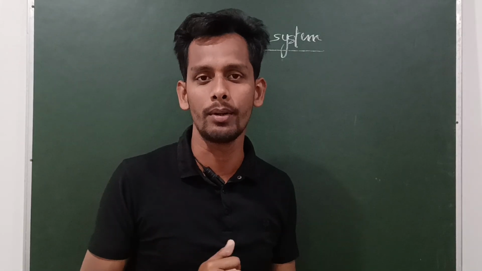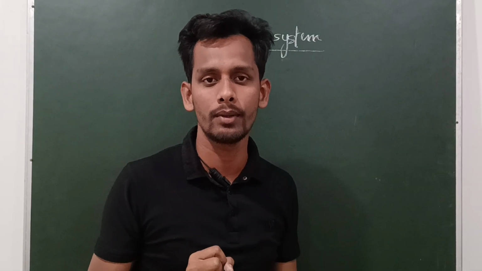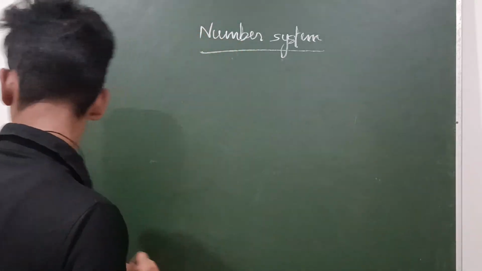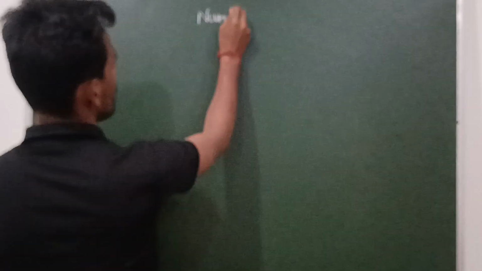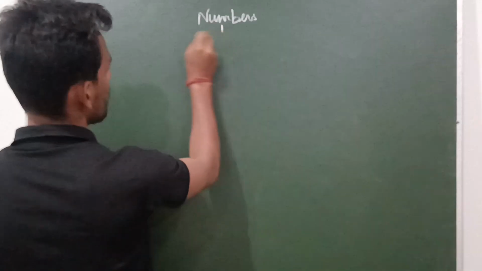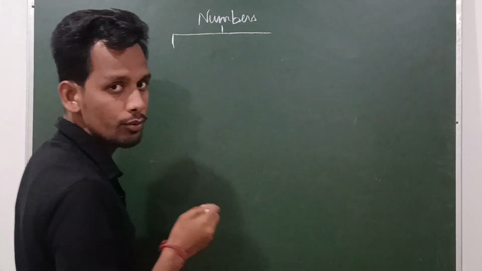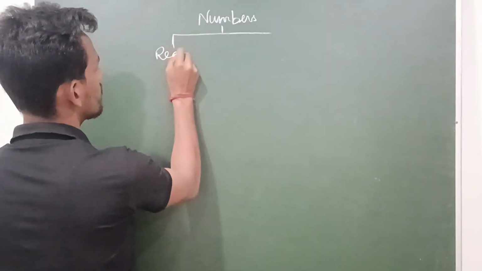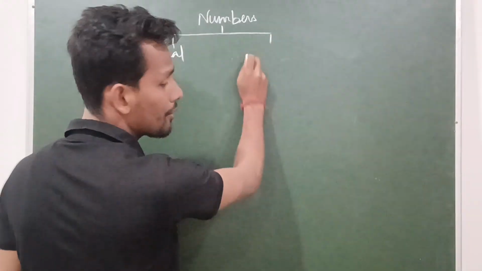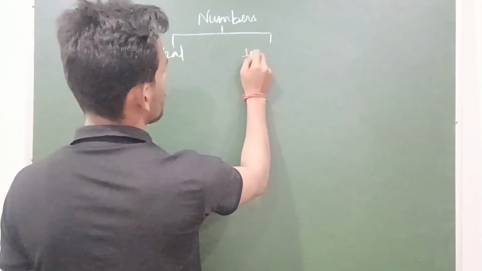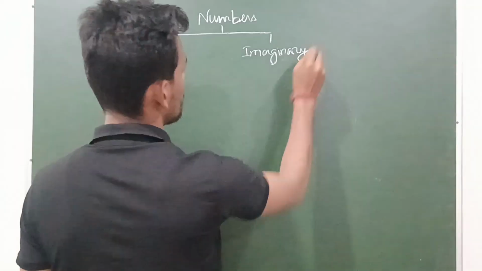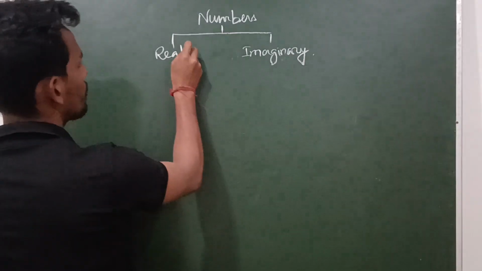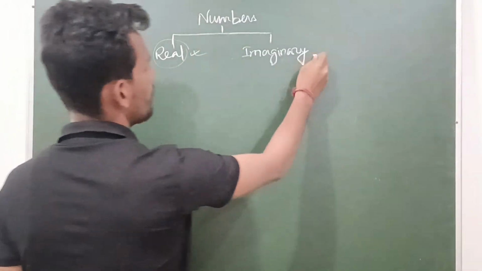What are the different types of numbers? Till now you have learned the different types of numbers, and you have to learn them first. So first we will see the number tree. The numbers are divided into two parts: real numbers and unreal numbers, which means imaginary numbers. You only have to read about real numbers, not imaginary numbers.